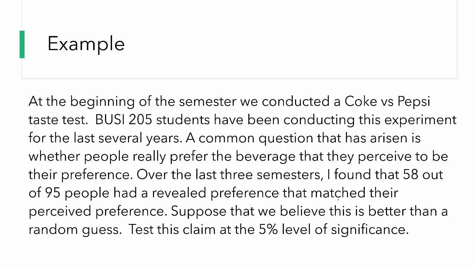Over the last 3 semesters, I found that 58 out of 95 had a revealed preference that matched their perceived preference. Suppose that we believe that this is better than a random guess. This is where the hypothesis testing comes in. We want to try to prove that people are better than the flip of a coin or a random guess. We're going to test this claim at the 5% level of significance.